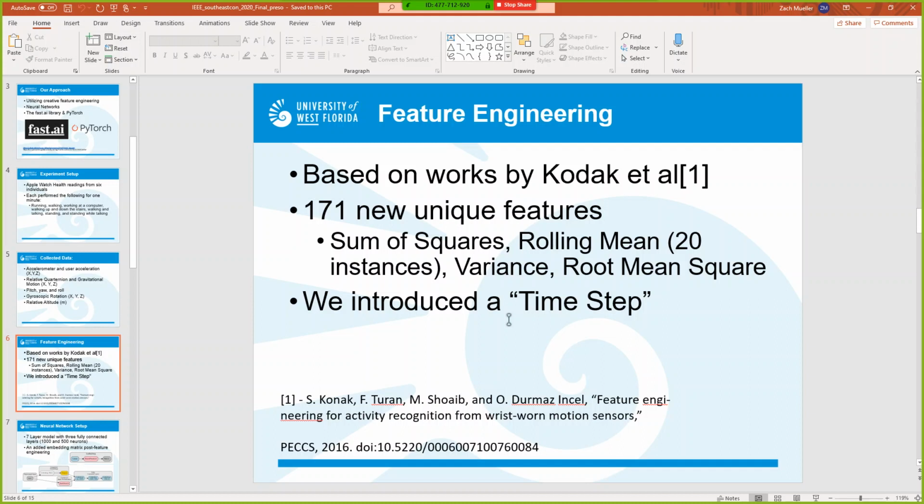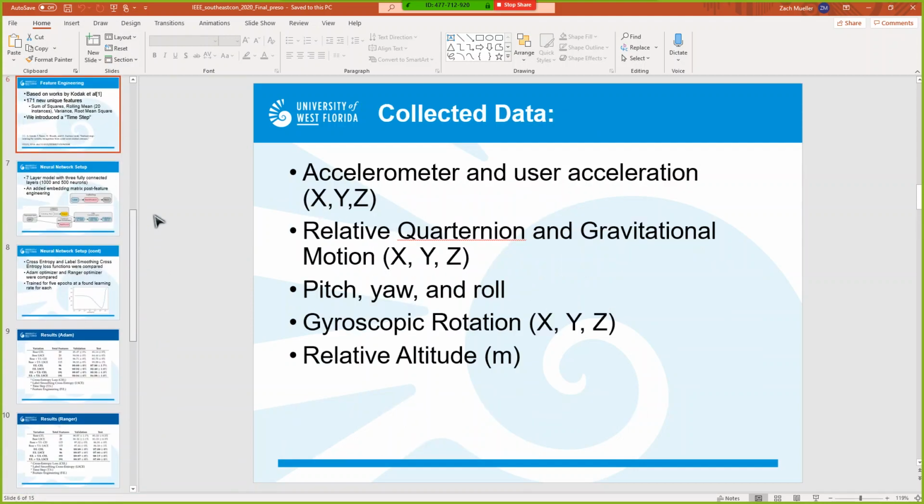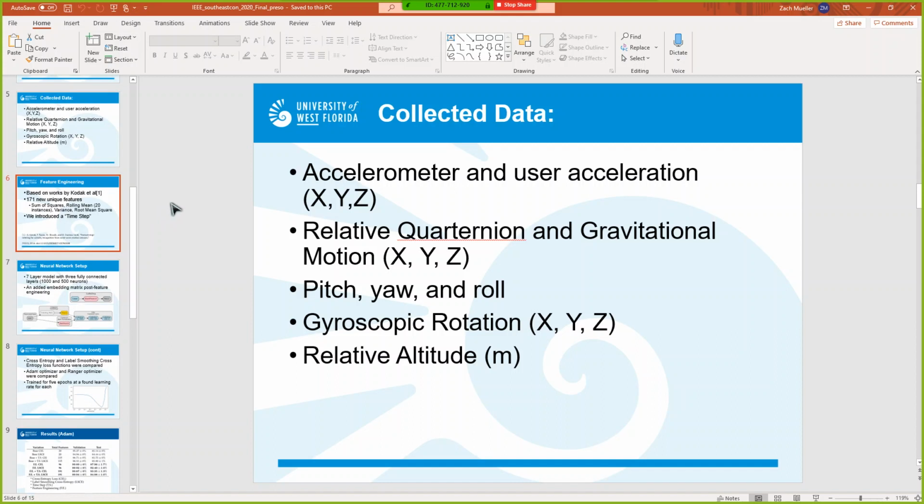So this included taking the sum of the squares, a rolling mean of the last 20 instances, a relative variance, some root mean squares, and then we also introduced what we sort of call a time step. And the time step is essentially keeping the last second or two of information in the same input. In this case, it was as simple as just keeping that last row as an input to the current row.